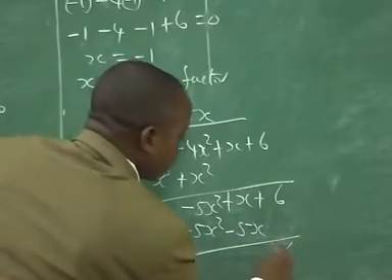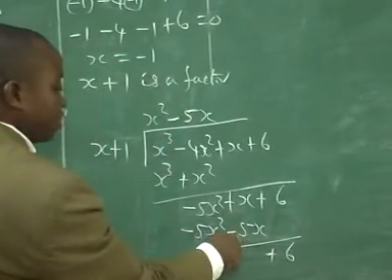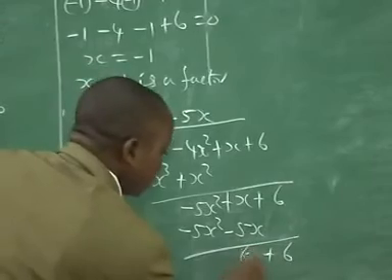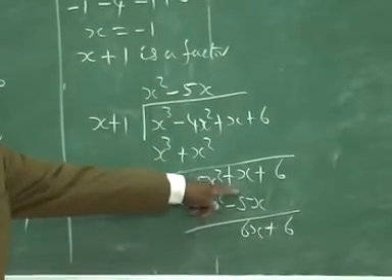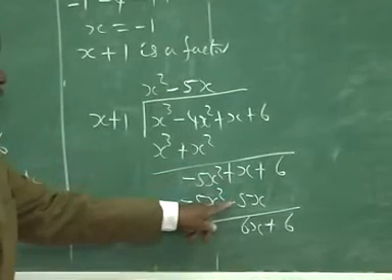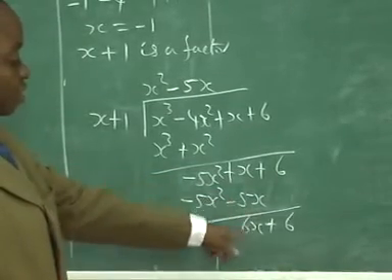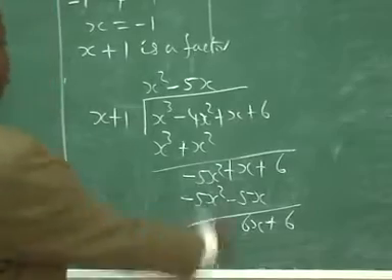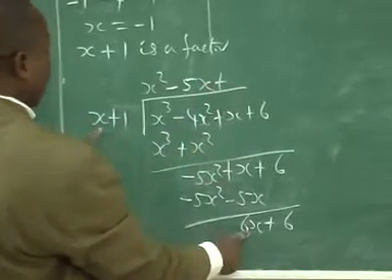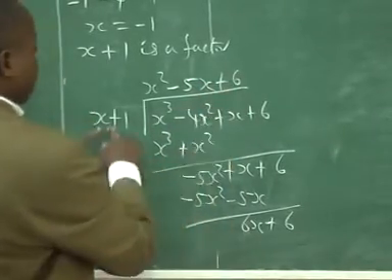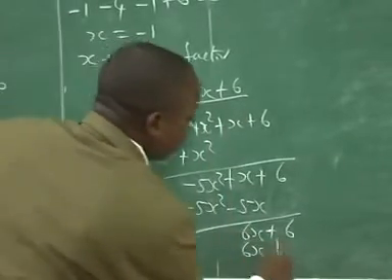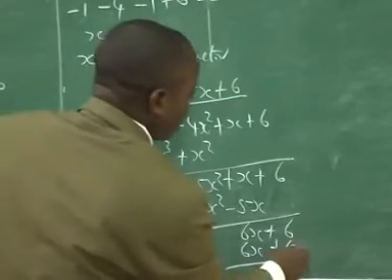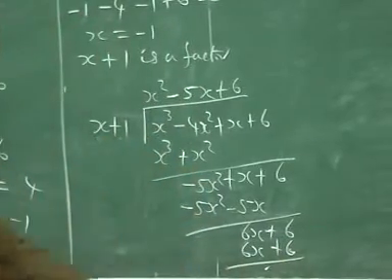Now we have 6 plus, this will give us 6x, because x minus will make this one plus 5x, so we have 6x. Now we will divide again. 6x divided by x will give us 6. 6 times x will give us 6x. 6 times 1 will give us 6. So if we subtract, everything will become 0.